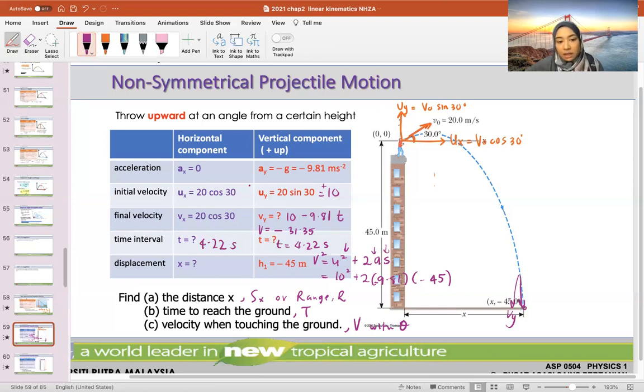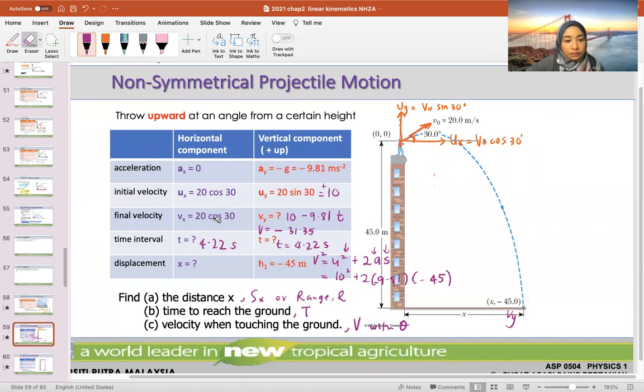Remember, time is a scalar. If you get time in the y-axis, basically you've solved for time in the x-axis as well. So if we solve for time here, this is also the time for the x-axis. So don't think it has a component. Time has no component. So it's basically the same. So 4.22 seconds, we get here.